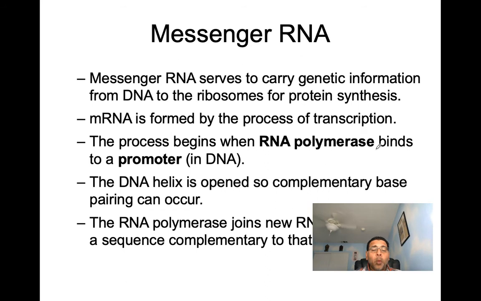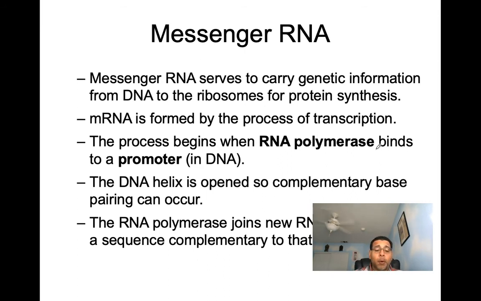Transcription begins when an enzyme called RNA polymerase binds tightly to a promoter region. A promoter region is going to be a region of DNA that contains a special sequence. This enzyme opens up the DNA helix so base pairing can occur. It inserts RNA nucleotides, right, because we're making an mRNA. It inserts RNA nucleotides, and an mRNA molecule is going to result.